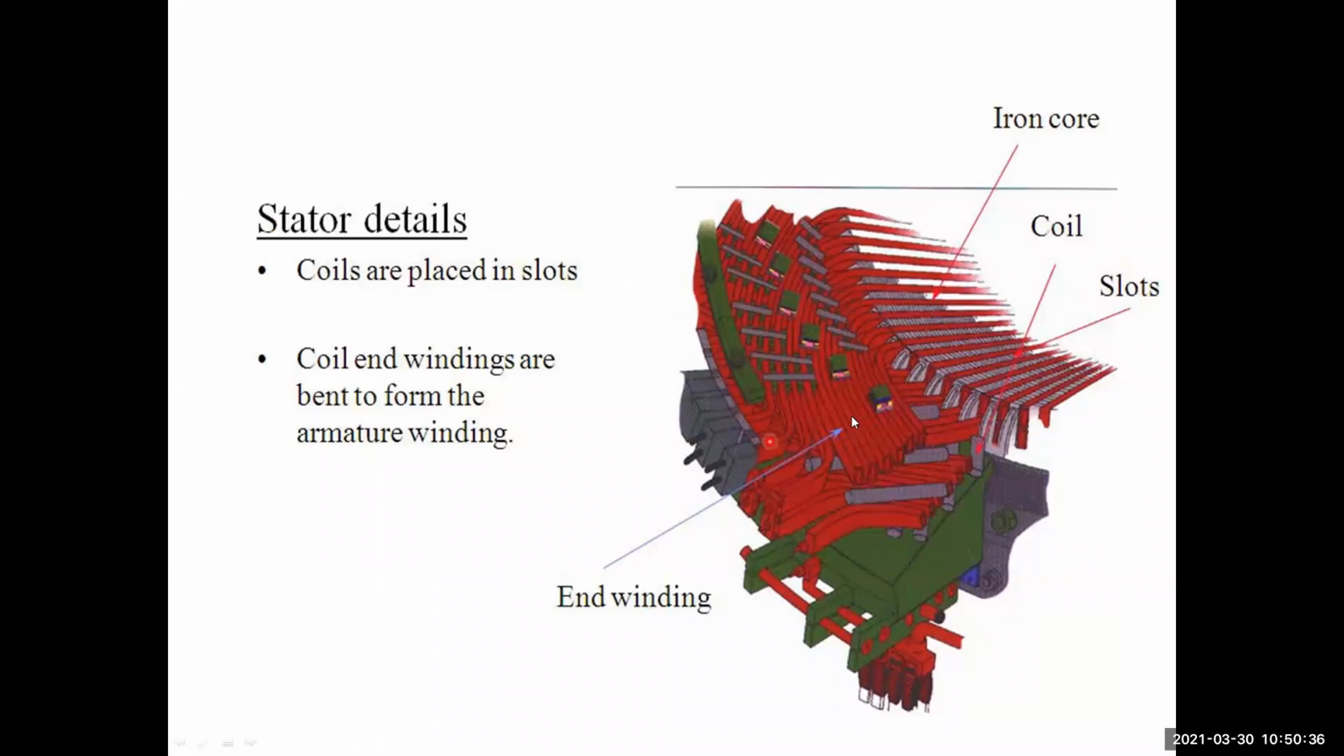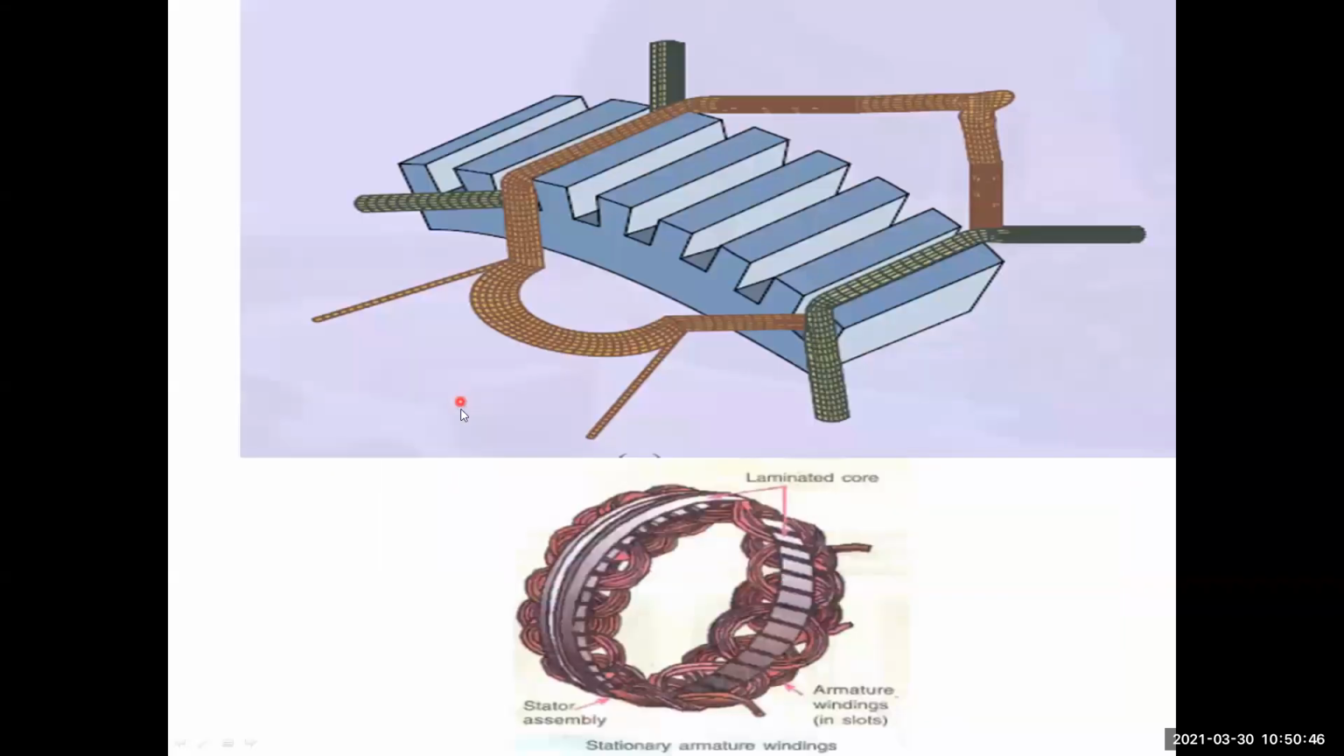This is called the winding and this is called a coil. This is called the slots, and in the slots the winding is placed, and this is called the iron core. So the stator is constructed in this manner with a laminated core, and the winding is placed in the slots like this.